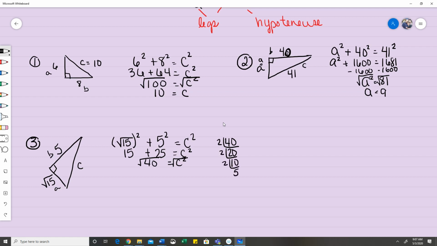And so I have a pair of 2's. Those are going to come out, and then this 2 and this 5 will stay inside. So 2 square root of 10 equals C.